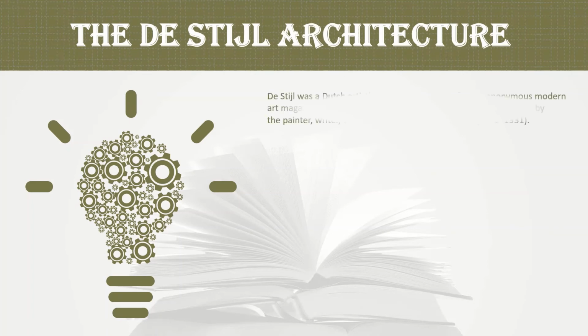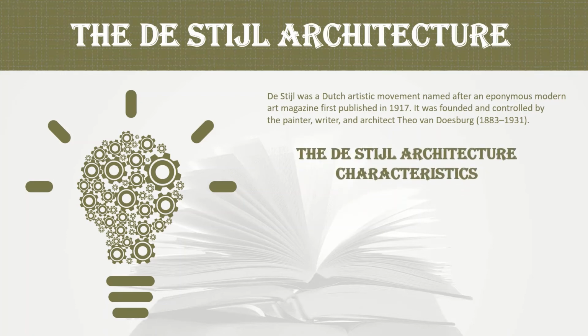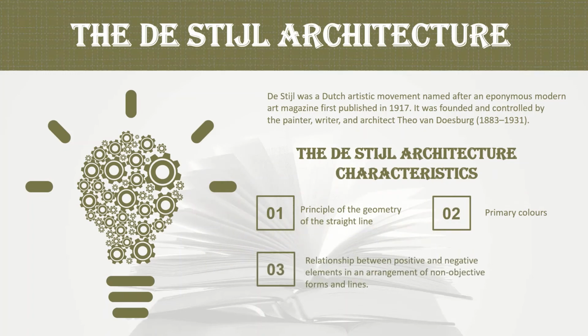Now I'm going to talk about three different architecture styles. Firstly, De Stijl architecture. De Stijl was a Dutch artistic movement named after an eponymous modern art magazine, first published in 1917. It was founded and controlled by the painter, writer, and architect Theo van Doesburg. The most important characteristics of this style of architecture are the principle of geometry of the straight line, primary colors, and relationships between positive and negative elements in an arrangement of non-objective forms and lines.